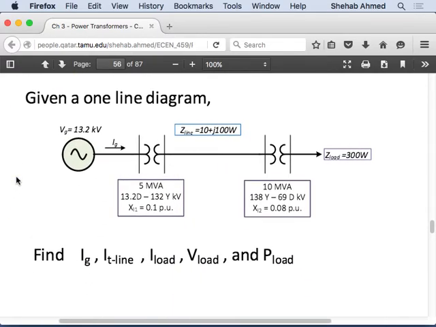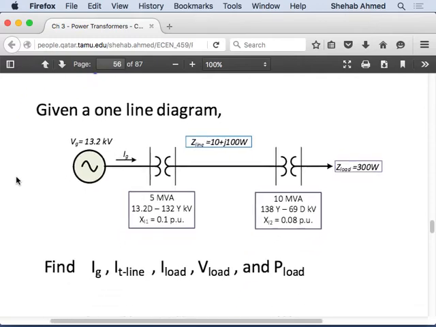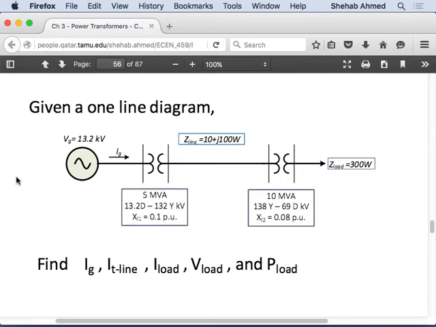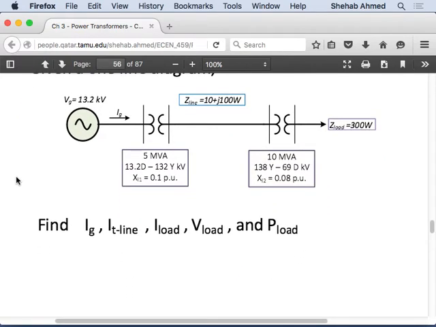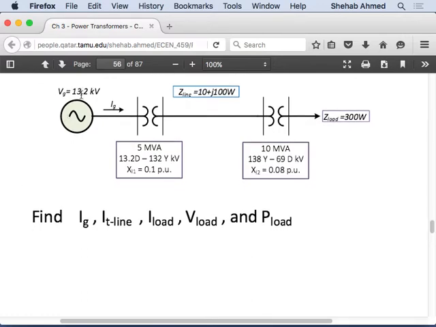Okay, so here is an example in three-phase now. You have a 13.2 kV generator, these two transformers in the way and a transmission line in the middle, and you have a load, similar to the previous example, but in three-phase. Exactly the same as the previous one, but with three-phase. These are in actual values, in ohms.